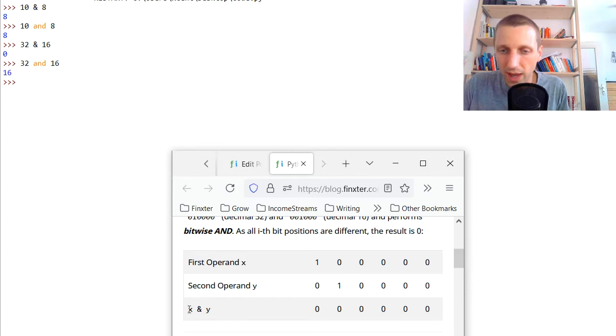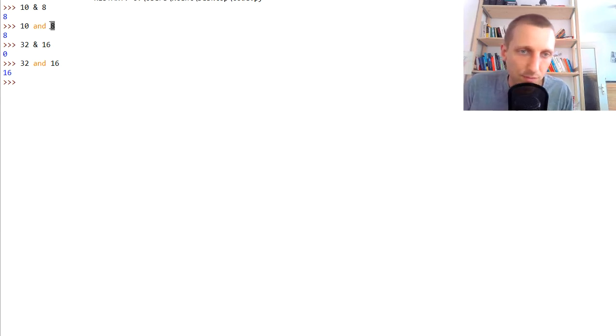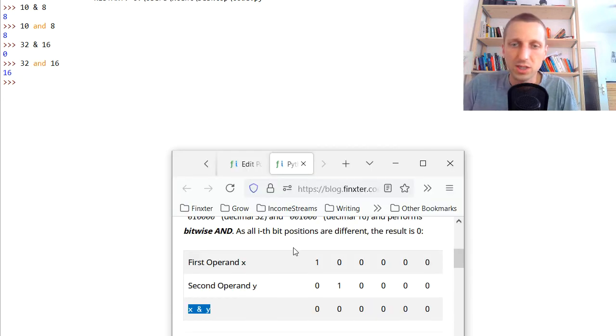And now if we perform the bitwise AND operation, for each position i, we perform the logical AND operation. So we don't perform the logical AND operation on the whole integer numbers as done in this example or in this example. Rather, we perform it on the bit positions of these numbers.